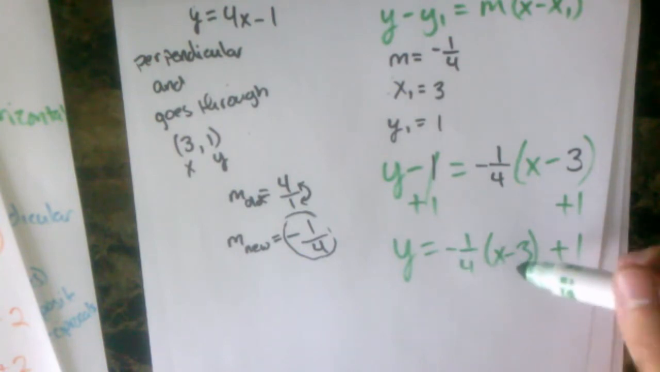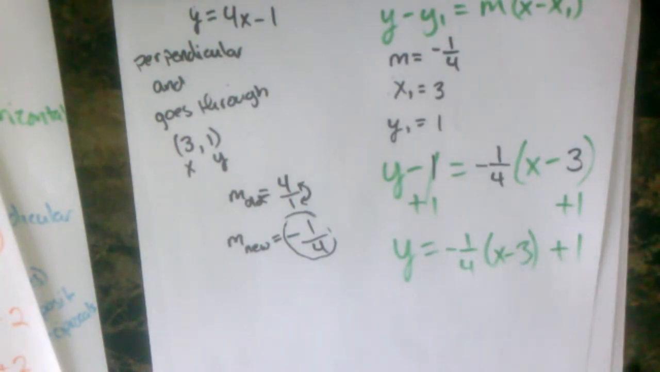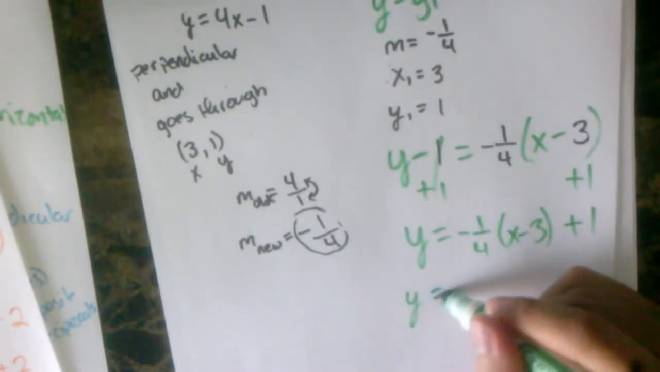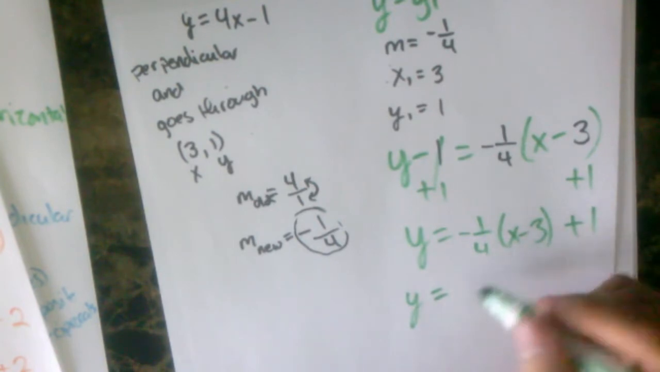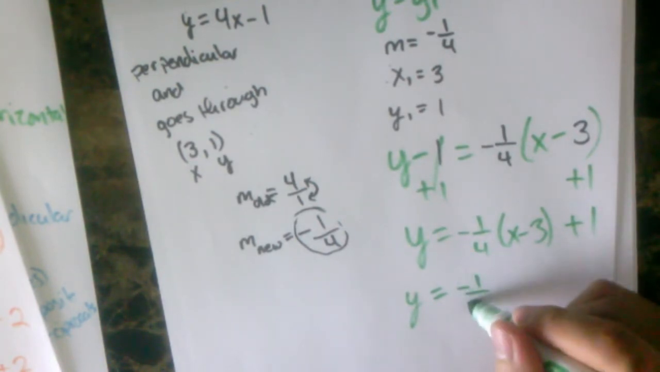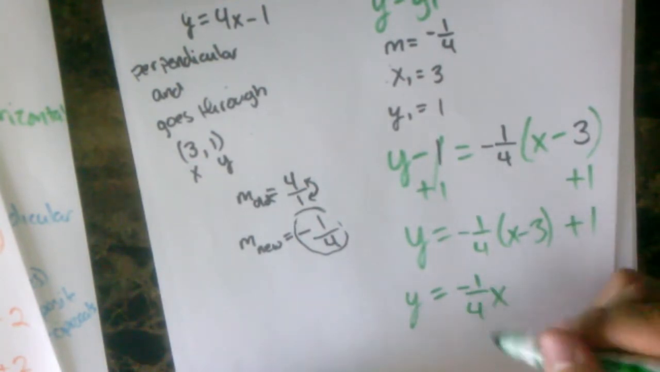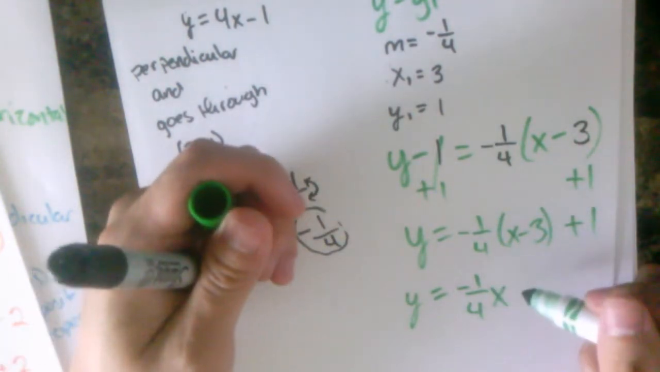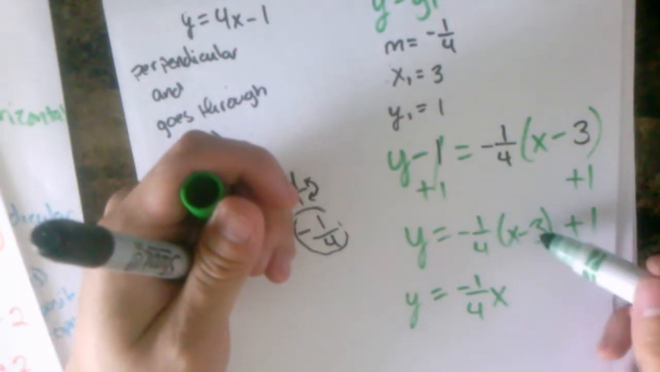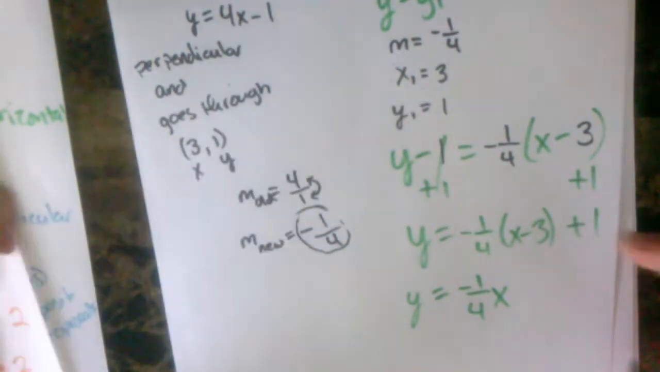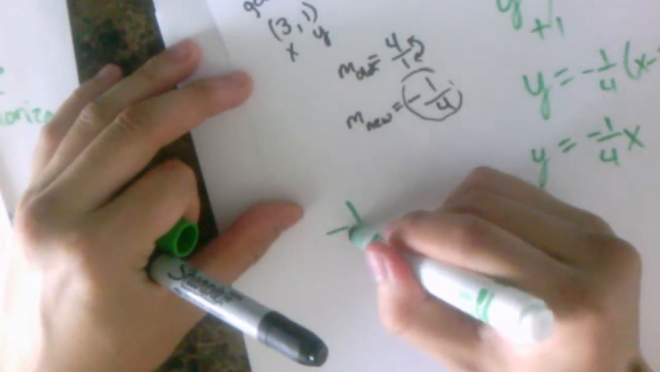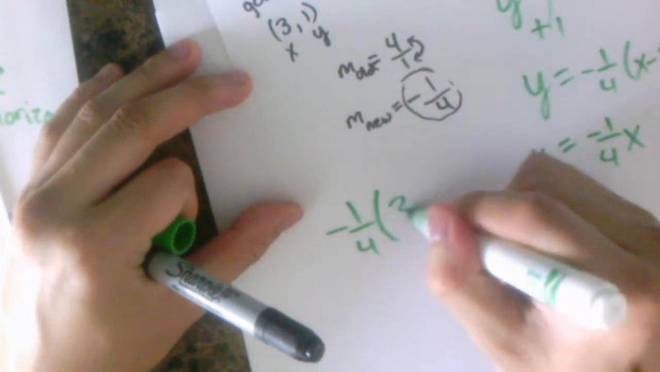You have to distribute this fraction. If you don't remember how to multiply, add, and subtract fractions, this will be a good reminder. Okay, so it's just y equals negative 1/4 times x. You're just going to write this fraction right next to x. A number times a letter is always going to be that same number times a letter. And then negative 1/4 times negative 3. So remember, if we're multiplying fractions, negative 1/4 times 3.